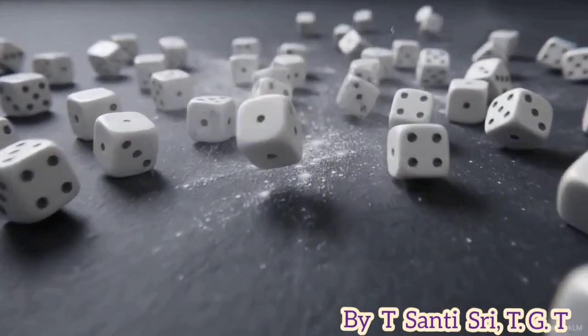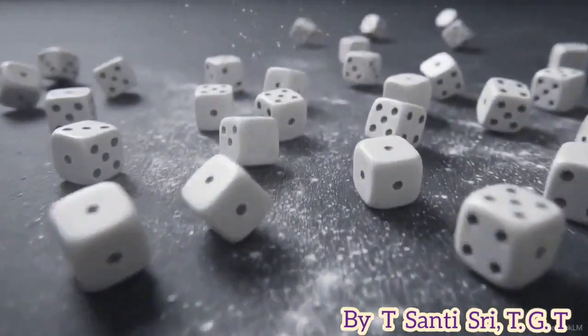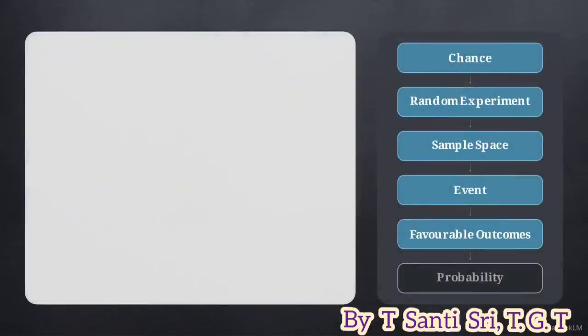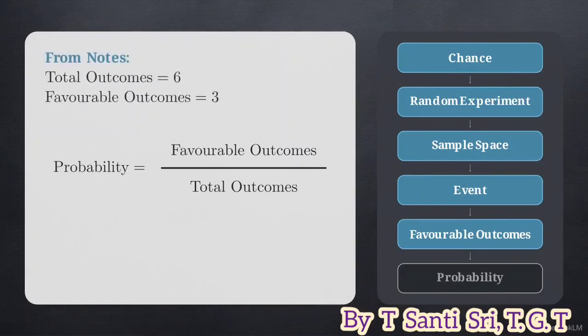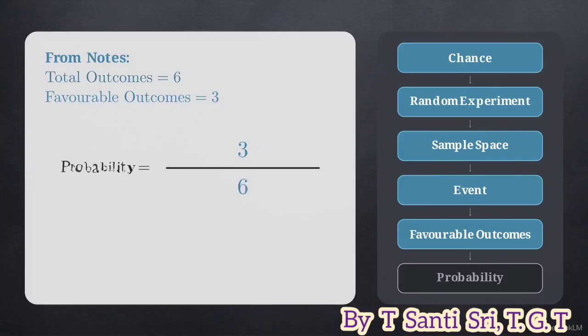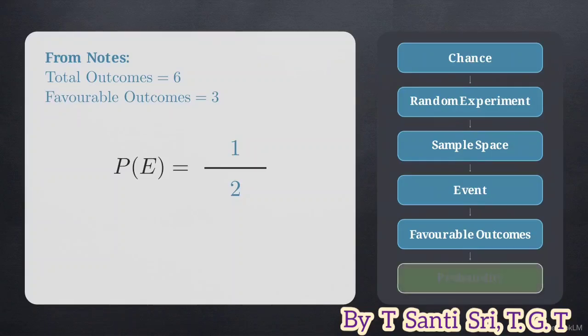Since we are predicting a result using math rather than physically rolling the die and recording the trials, we are calculating theoretical probability. To find the answer, we use the theoretical probability formula, the number of favorable outcomes divided by the total number of possible outcomes. Take the values from your notes and plug them in. Favorable outcomes go in the numerator, and total outcomes go in the denominator, resulting in 3 over 6. Finally, simplify the fraction. 3 over 6 reduces to 1/2.